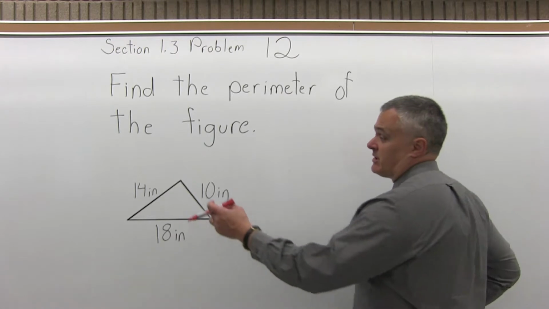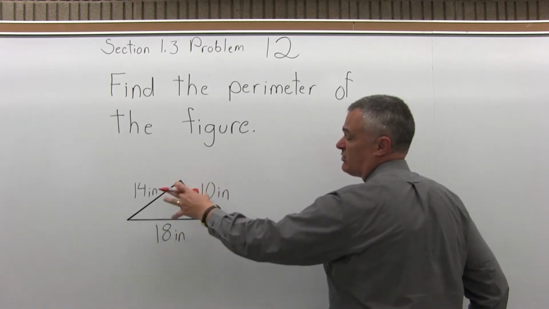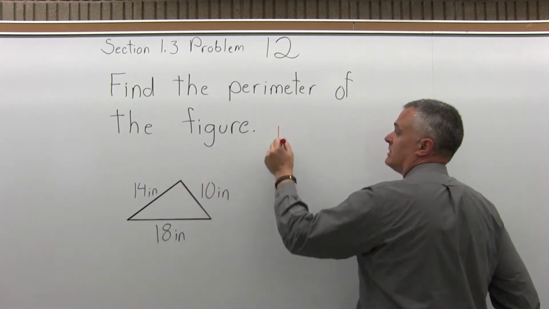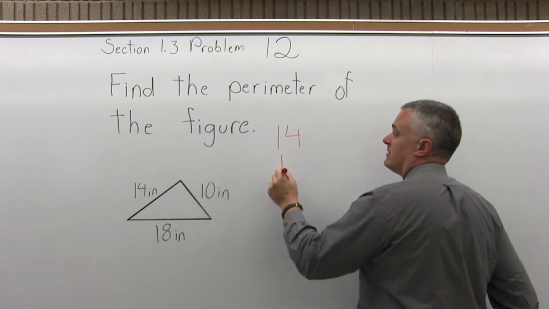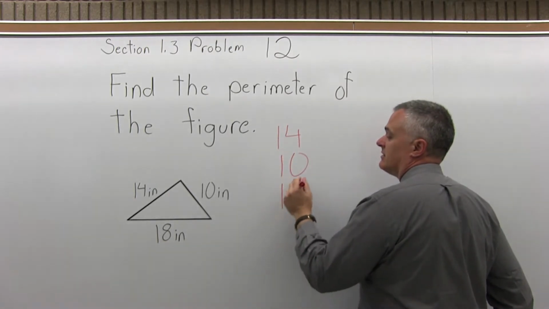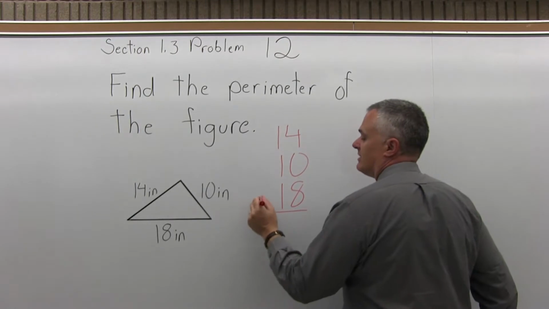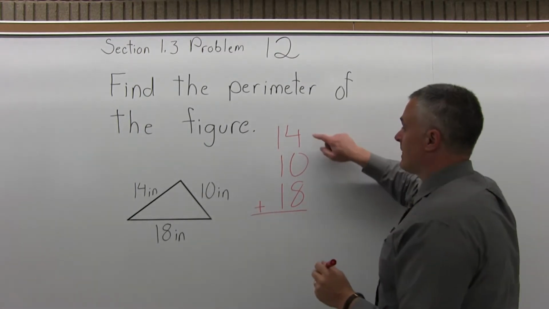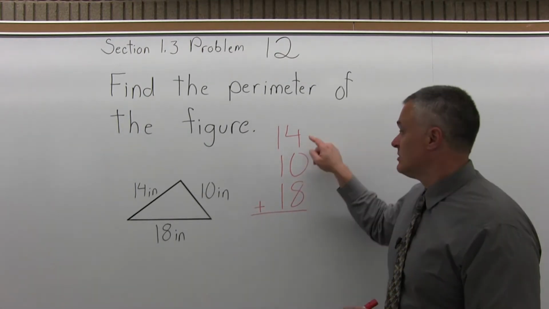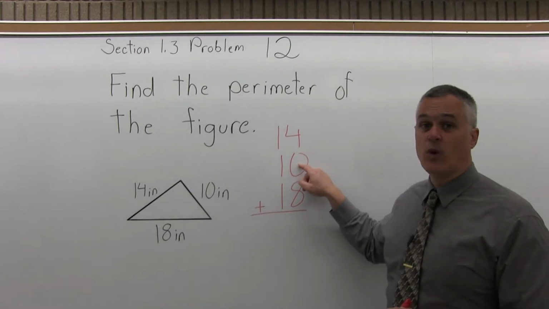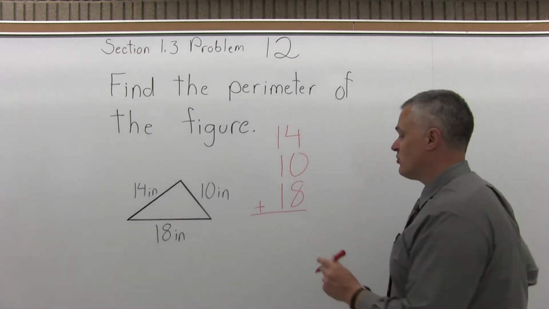So we just add up the numbers, 14 plus 10 plus 18. You can really add them in any order you want. So 14 plus 10 plus 18. So I'll just add each column of numbers. 4 plus 0 is 4. 4 plus 8 is 12.